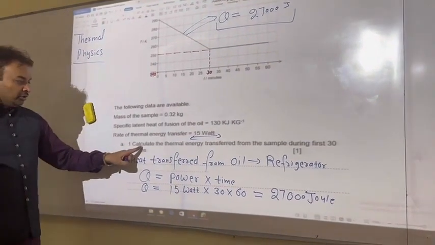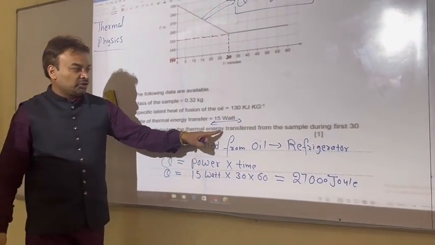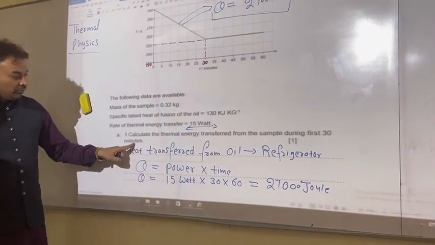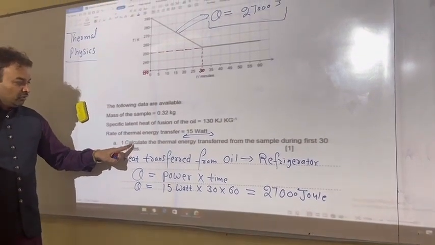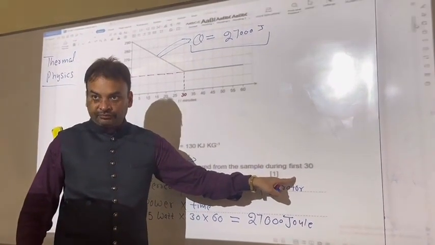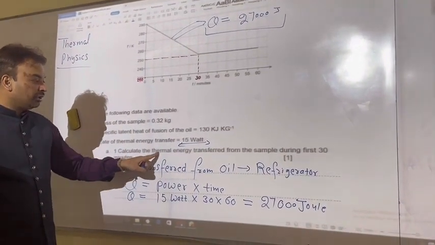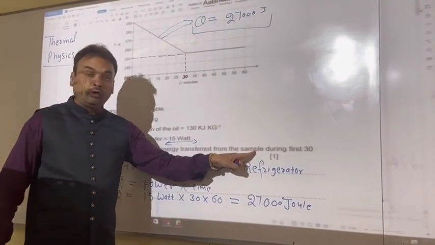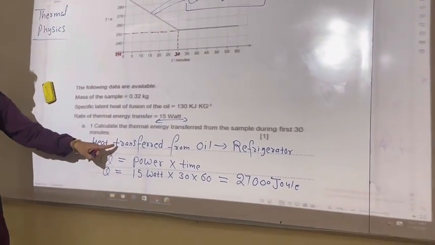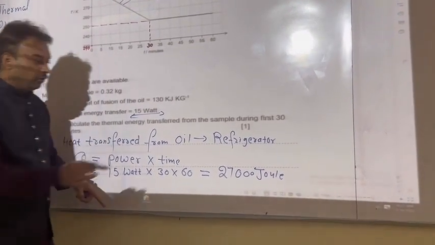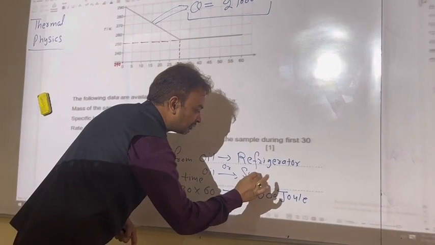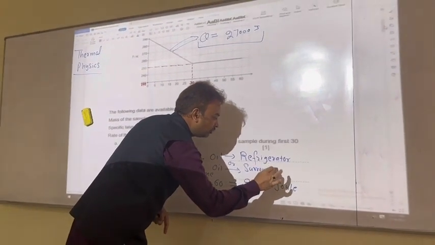So the question is calculate the thermal energy transfer from the sample during first 30 minutes. So the statement can be in another way also. Calculate the thermal energy transfer from the oil to refrigerator. Or they can ask calculate the thermal energy transfer from the oil to the surrounding. Right, same thing, same formula. So heat transferred from the oil to the refrigerator or oil to surrounding, same formula will be used.